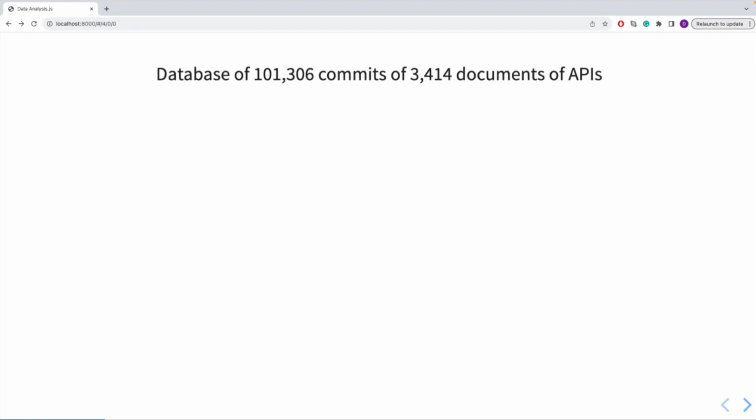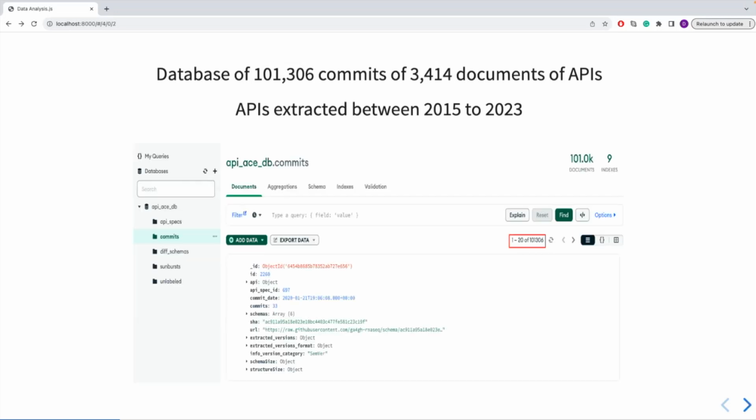In my studies, we have in our group a database defined with thousands of commits and more than 3,000 APIs, with APIs extracted between 2015 and 2023. Here is an example of how all these APIs are structured in the Mongo Compass application. This is an example of one commit of one API with the structure based on OpenAPI specifications.